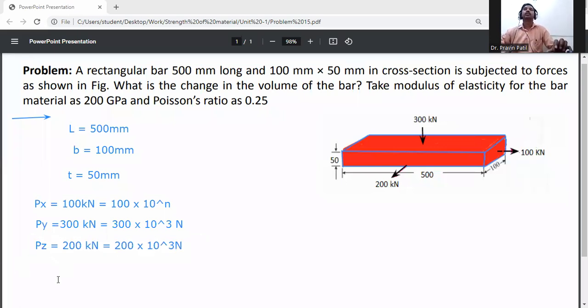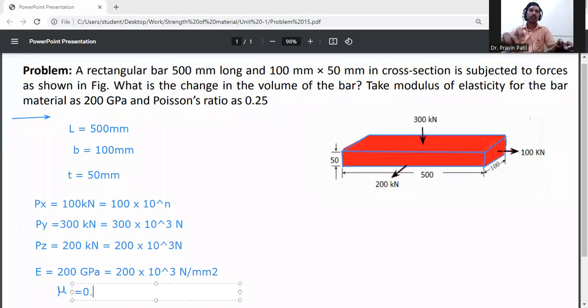Next, the modulus of elasticity E is 200 GPa. Convert it to newton per mm square: 200 into 10 raised to the power 3 newton per mm square. The next is Poisson's ratio, mu, which is given as 0.25.